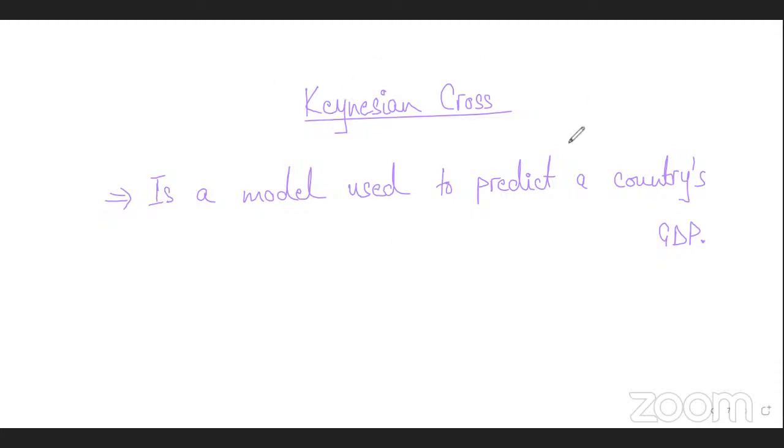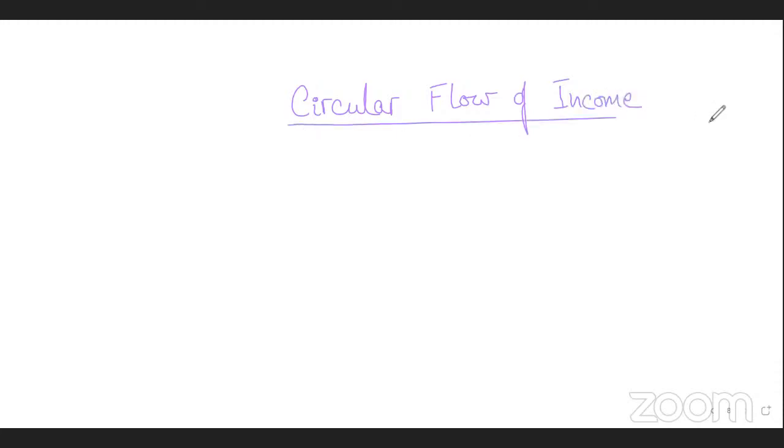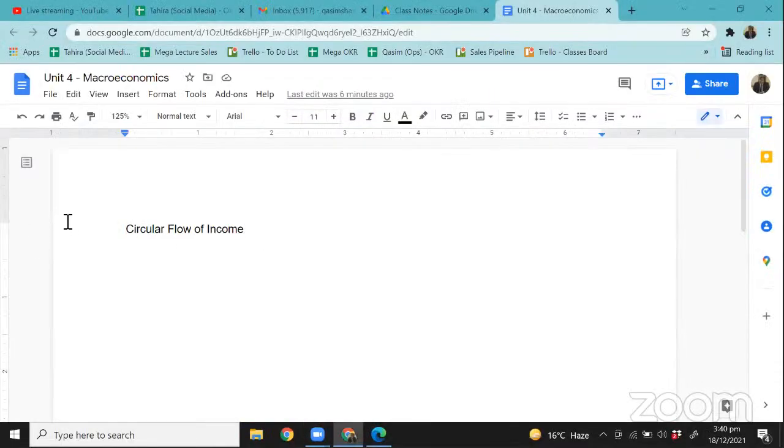Now, to study Keynesian cross, we have to do something else before that. And that thing is circular flow of income. Before we can jump to Keynesian cross, we need to know what circular flow of income is, because that will show you something very important. And I'm coming to this right away. So circular flow of income is a graph that shows how money circulates in an economy generally, right?